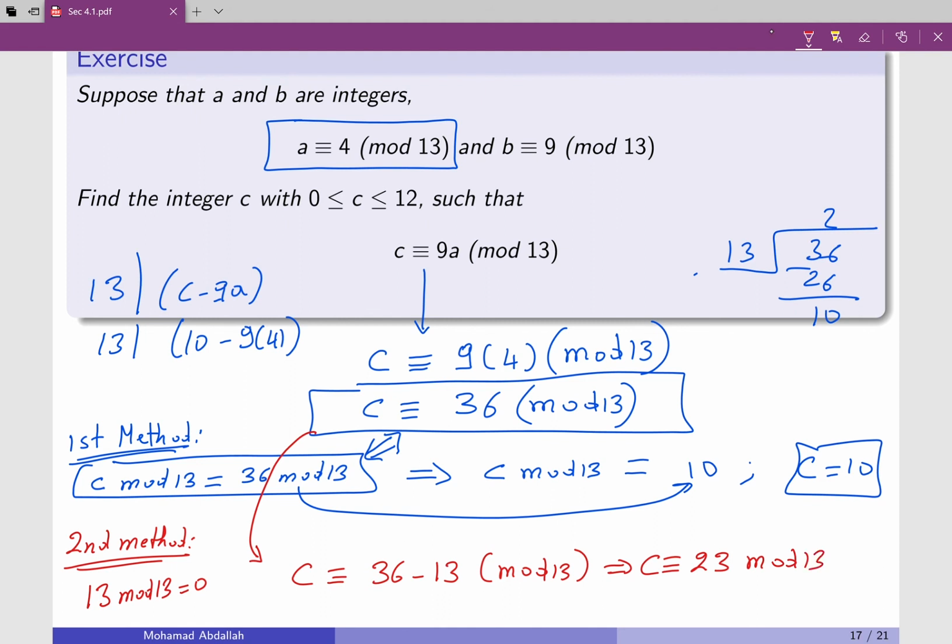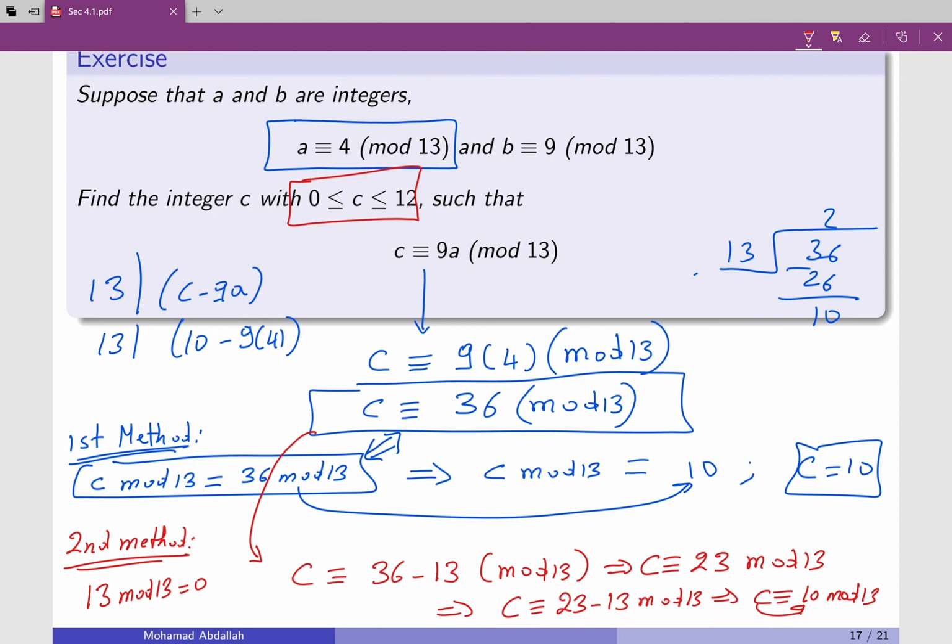Well, I can choose C equal 23, but this is not in my domain, because the domain they want for C is between 0 and 12. So subtract another 0. 23 minus, what's the 0 here, which is 13? Another 13 mod 13. So this gives me that C is congruent to 10 mod 13. Well, now I can choose C to be 10, having C in my given range.